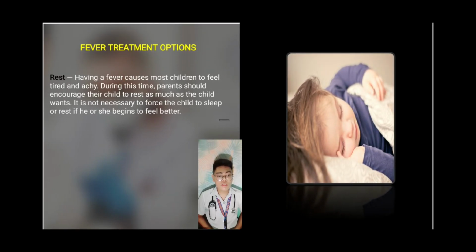And the third treatment option is rest. Having a fever causes most children to feel tired and anxious. During this time, parents should encourage their child to rest as much as the child wants. It is not necessary to force the child to sleep or rest if he or she begins to feel better. So kapag ang children is return to school or other activities, when the temperature has been normal for 24 hours.